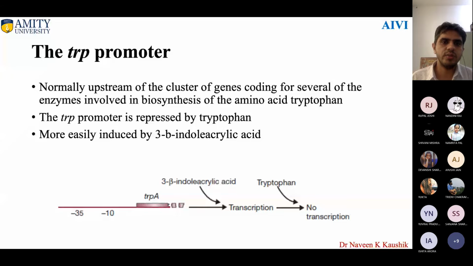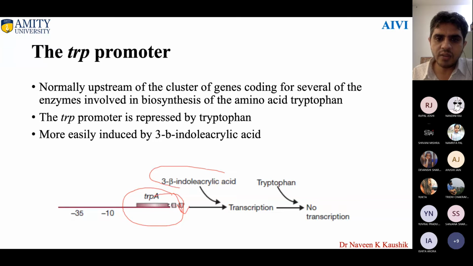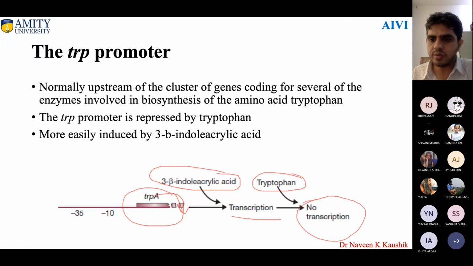So how will it be induced? It is induced by 3-beta-indole acrylic acid. In its presence it is going to be induced, so it will express. If tryptophan is there, there is going to be no expression. So this is your next type of promoter, the tryptophan promoter. After this you are cloning your gene. If you add 3-beta-indole acrylic acid to your system, then transcription is going to happen. If you add tryptophan, then no transcription is going to happen.